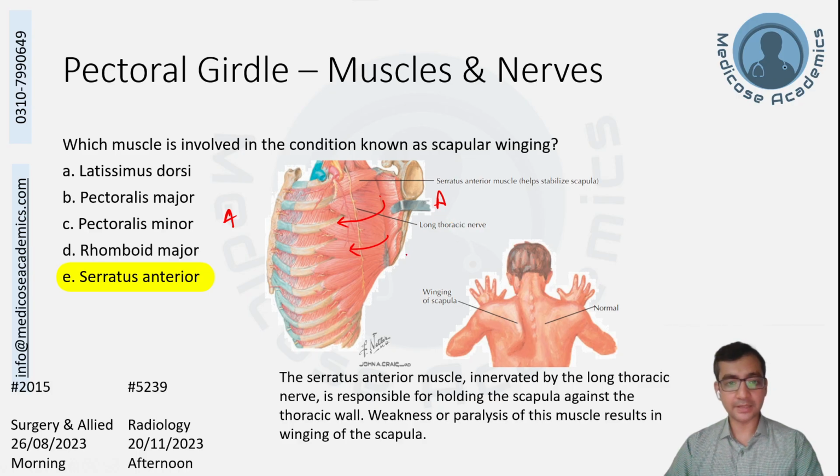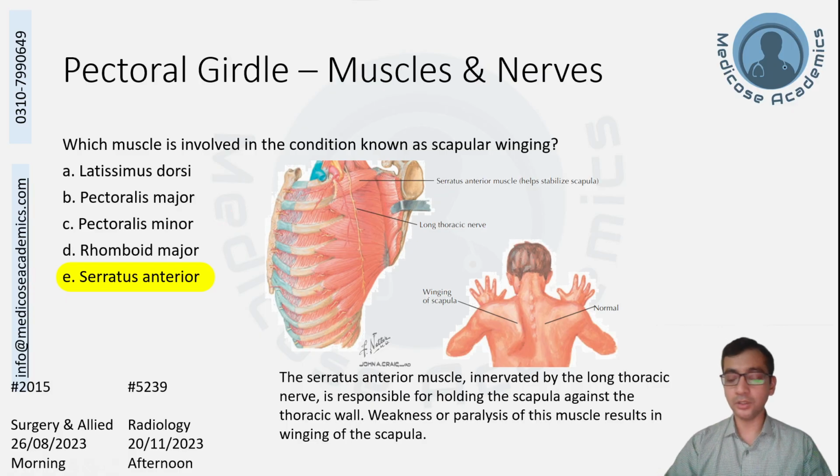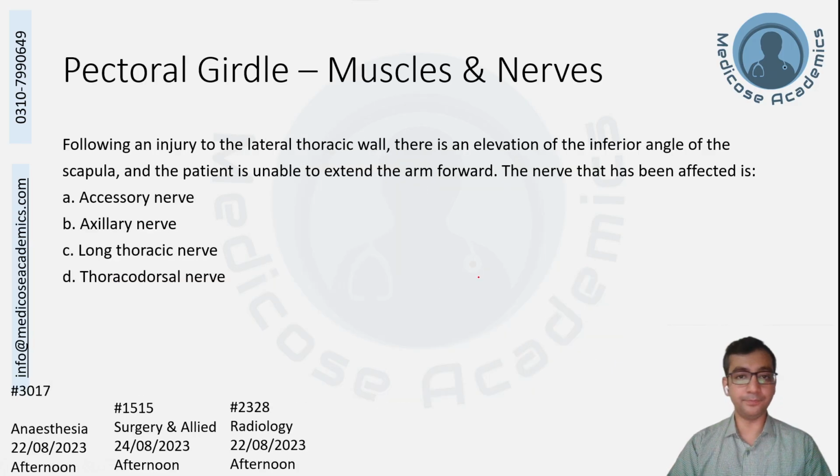So when that muscle is paralyzed, that function is lost, and that's why if you place your hand on the wall and push, at least the affected scapula creates a distance from the rib cage. So this is called winging of a scapula. Like a wing, the scapula protrudes out. The winging of a scapula immediately should ring a bell: serratus anterior muscle or the paralysis of long thoracic nerve.